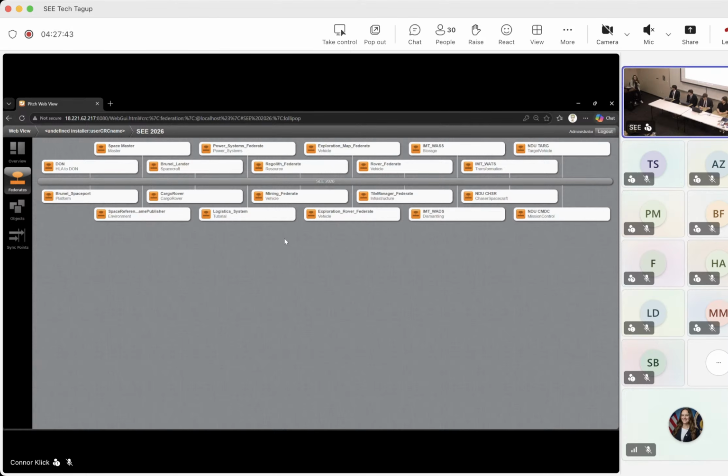And with that, we have joined all of our team federates. I want to say a big congratulations to these teams. This is a huge accomplishment.